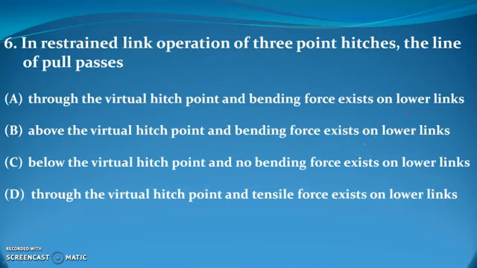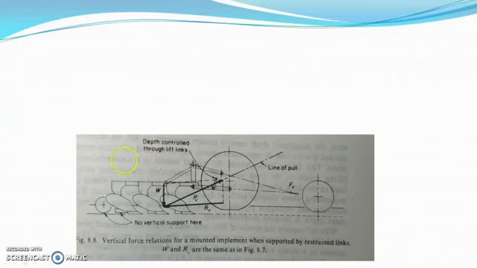Next, in restraint link operation of 3-point hitches, the line of pull passes through virtual hitch point. Bending force exists on raw links above the virtual hitch point, below the virtual hitch point, or through the virtual hitch point. So let us see whether above or below or through. If you see for the restraint link, actually all the weight, everything comes from the tractor. There is no vertical support by this wheel.